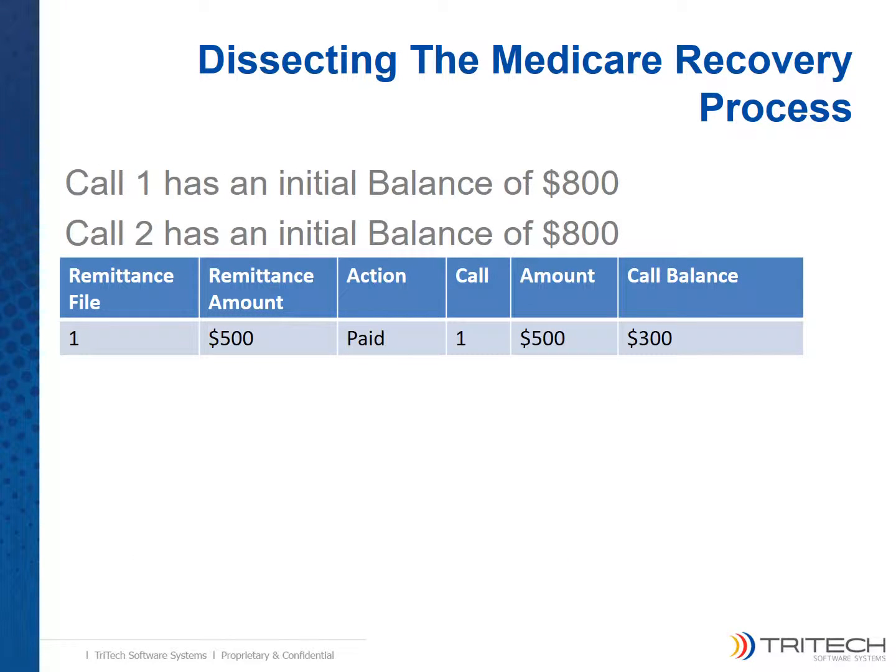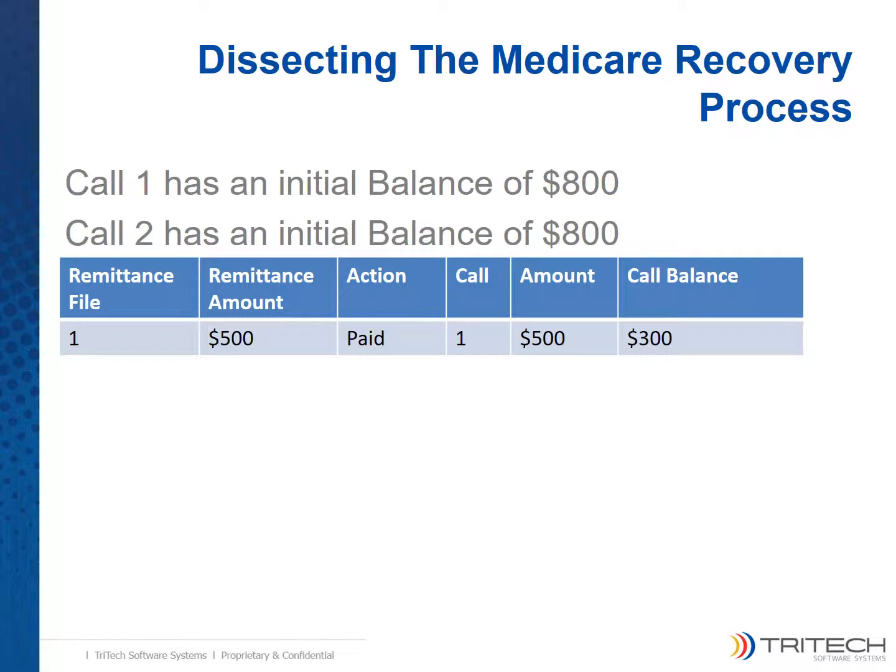So let's take a look at an example of how this works in practice. We're going to start out with the assumption that we have two calls that we're going to bill to Medicare. Each of them has an initial balance of $800. So I bill call number 1 to Medicare, and Medicare sends me remittance file number 1. The check amount identified in that remittance file is $500. And when I look at the contents of the remittance file or read the paper remittance that I received, it tells me that I was paid for call number 1 a total of $500.